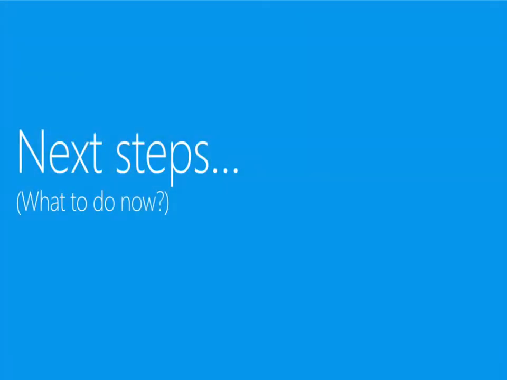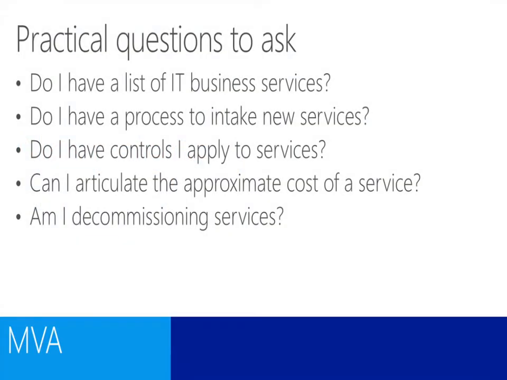All right, so now we've talked a little bit about how our tools can capture some of the information in the strategy process. How are we going to take that into the next steps? Here's some practical questions that you can ask yourselves. First, do I have a list of what I deliver to the business? Do I have a list of my IT business services?